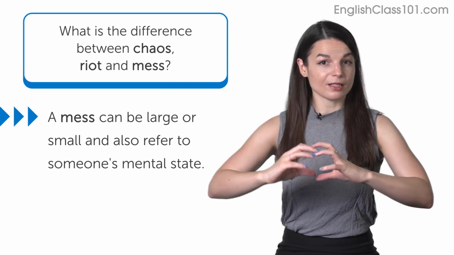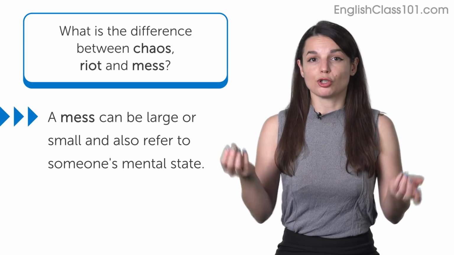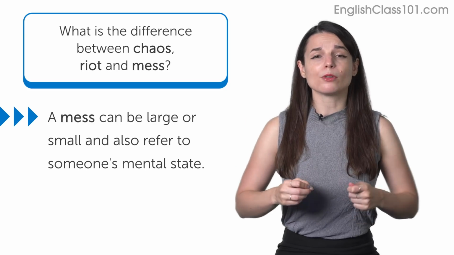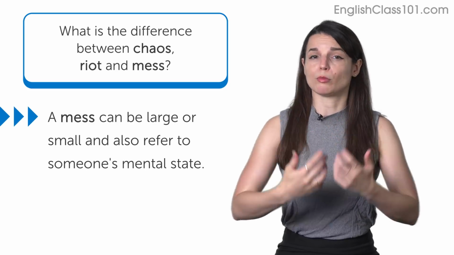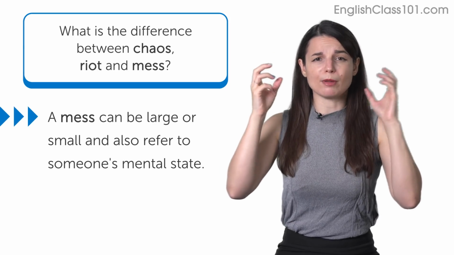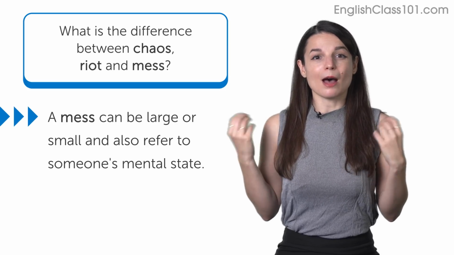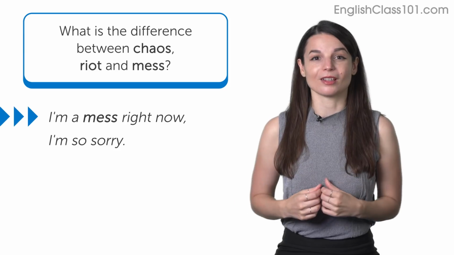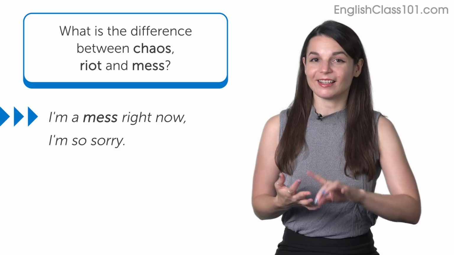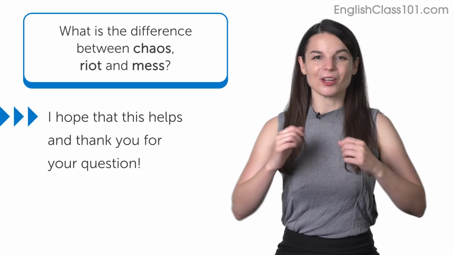So a mess can be very small scale, it can be very large scale, and we can also use mess to refer to mental states too. When someone is really, really upset, maybe they're having a really hard time at work or in their personal life, and their head is disorganized and jumbled up, and they need to clean up inside their head, that person might describe themselves as a mess. "I'm a mess right now. I'm so sorry." So these are the different ways that we use mess, riot, and chaos. I hope that this helped you with your understanding of these words. Thanks very much for an interesting question.